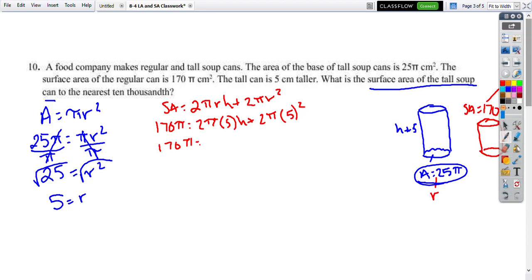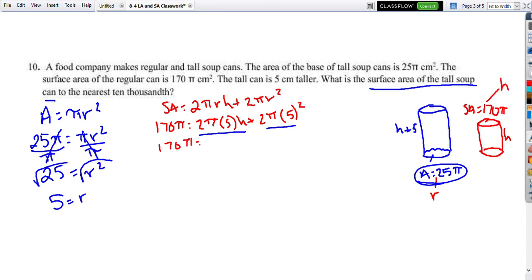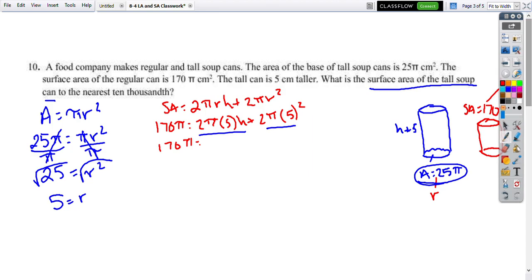So this has a variable right here. So this is one term, that's another term, okay? So we're going to combine like terms. So 2 times 5 times pi times h is 10 pi h. That's the first term, okay? Plus the second term, which is 25 times 2, that's 50 pi.